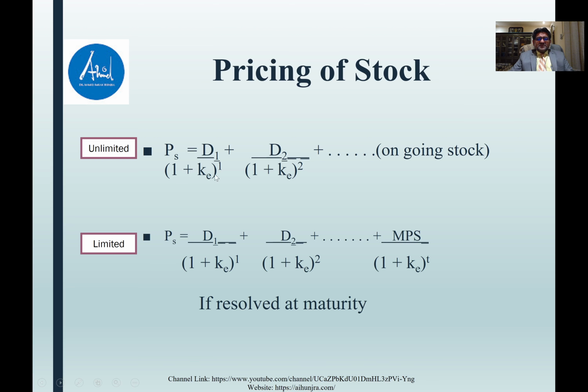If the life of the stock is limited, meaning it is redeemed at maturity, it is bought back by the firm. That is called redeemable stock, with limited life. Then the price of stock is equal to dividend D1 divided by 1 plus KE raised to the power 1, and so on, up to the market price per share at the time of redemption, divided by 1 plus the cost of equity raised to the power T. That can be any value which is already given in the contract, if it's redeemable.